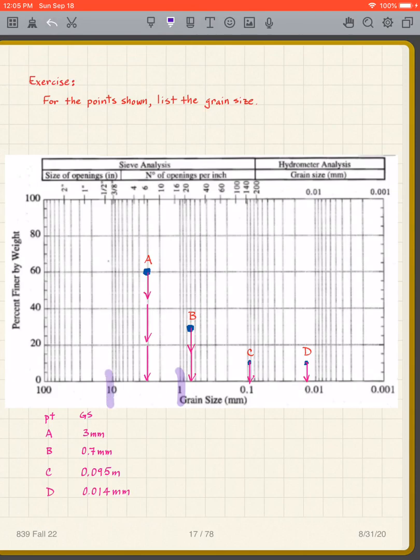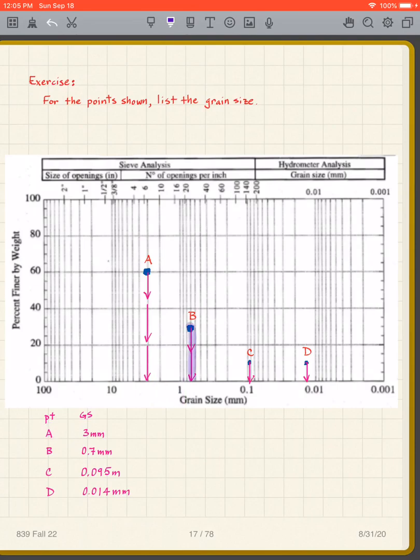And this is 10. So it goes 1, 2, 3, 4, 5, 6, 7, 8, 9, 10. So notice they get closer. As we get closer to 10, the lines get closer and closer together. That's the way a log plot works. So if I read this, I got 1, 2, 3. So for point A, the grain size is 3 millimeters.